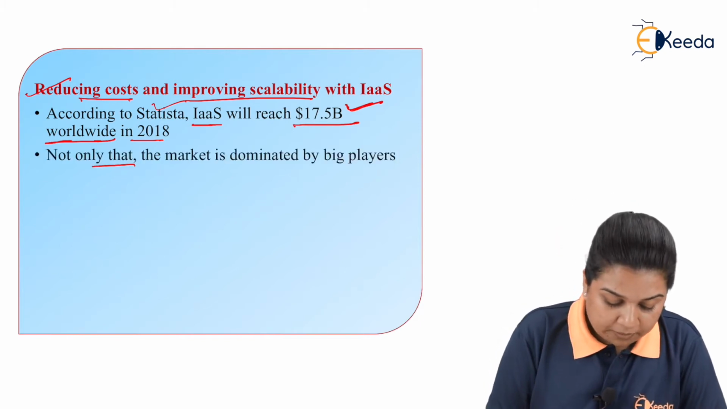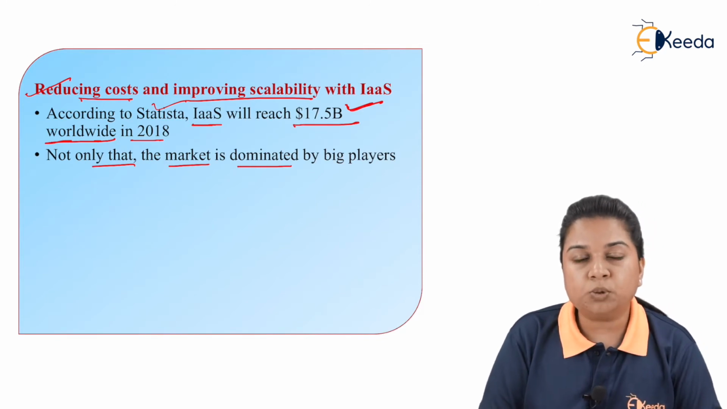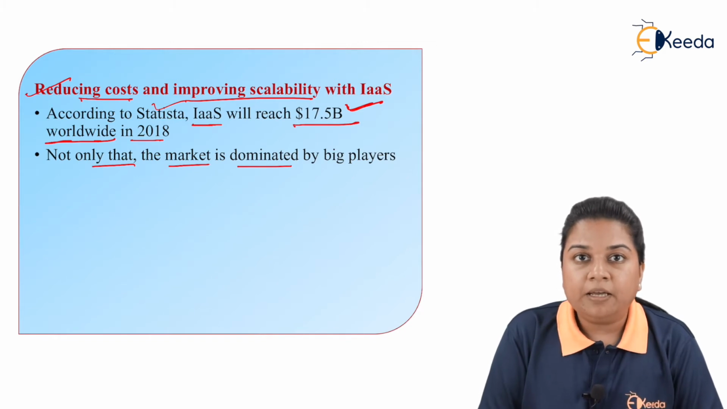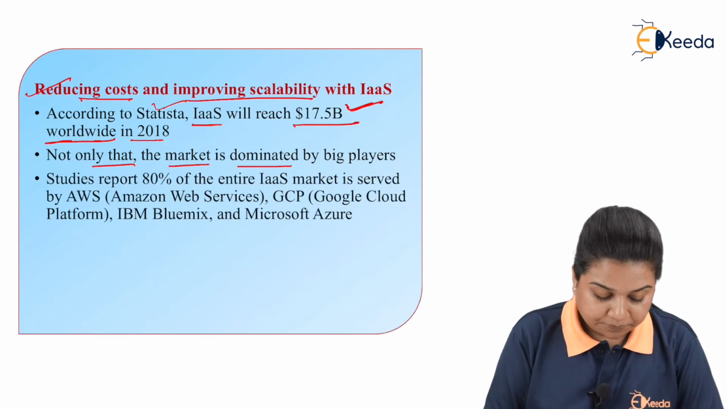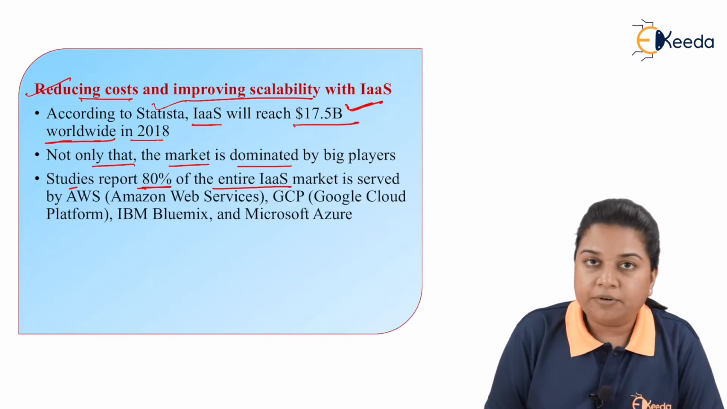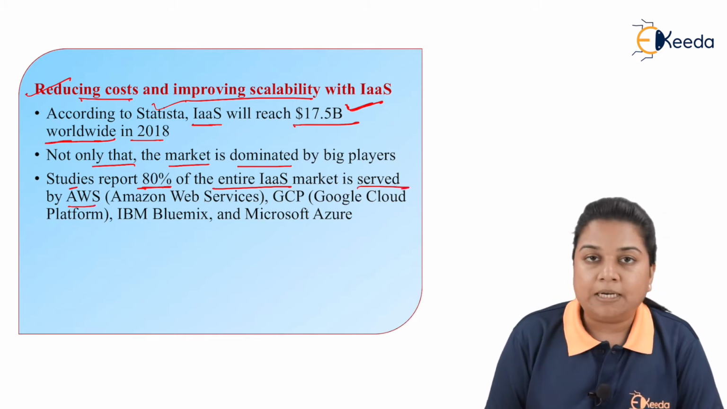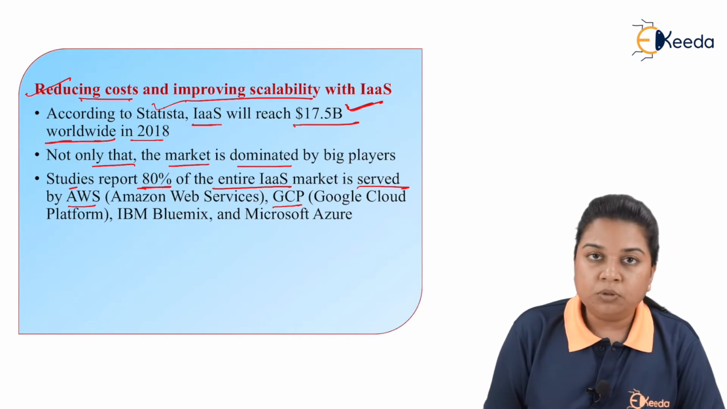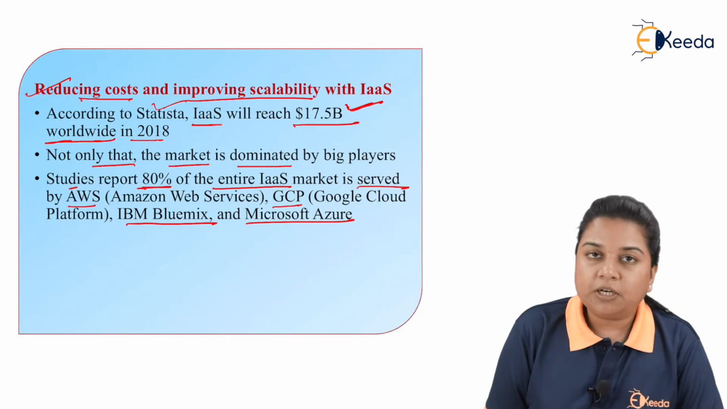Not only that, the market is dominated by big players, meaning the organizations which provide infrastructure as a service to other businesses. Studies report 80% of the entire infrastructure as a service market is served by AWS, that is Amazon Web Services, GCP, that is Google Cloud Platform, IBM Bluemix, and Microsoft Azure.